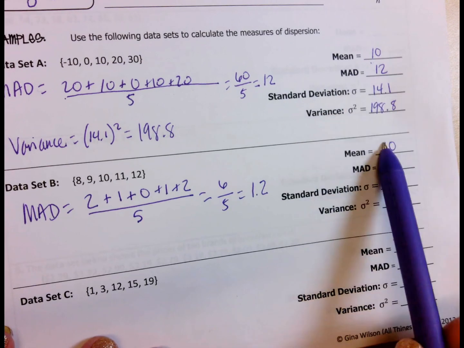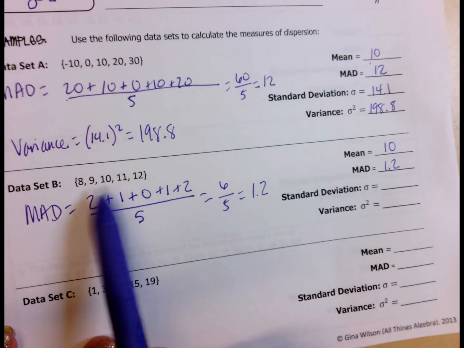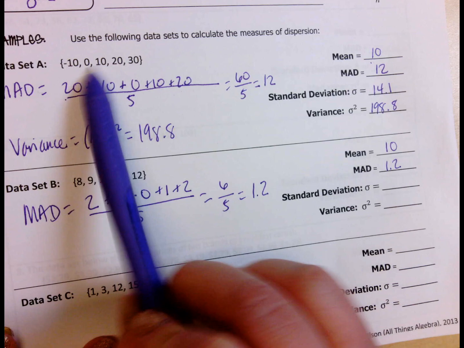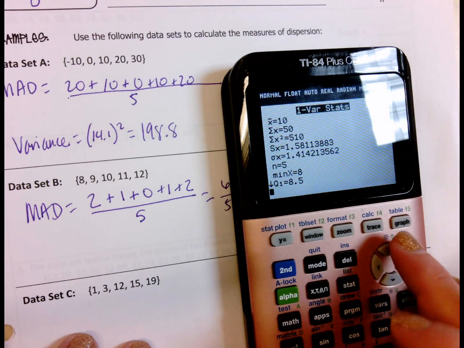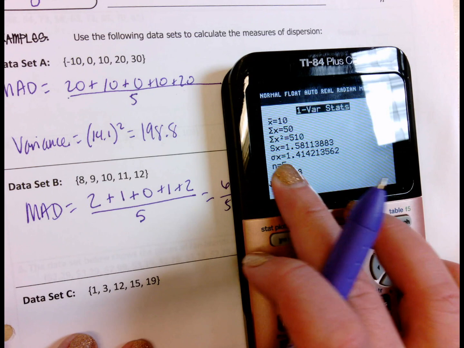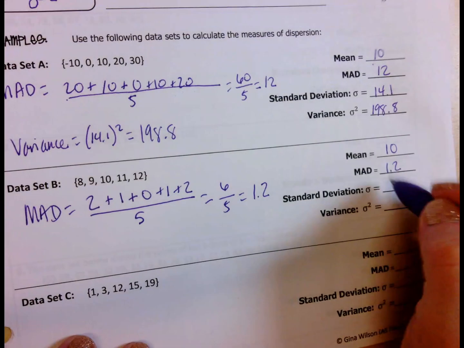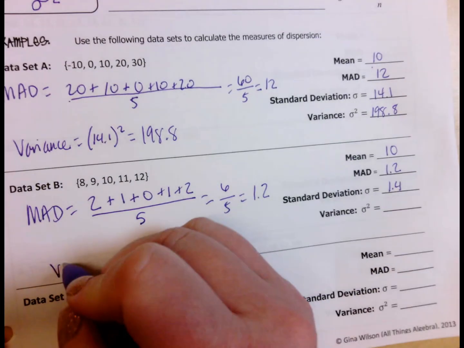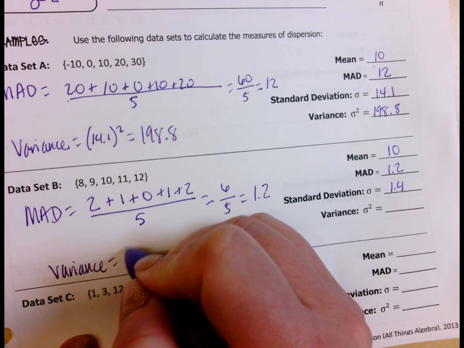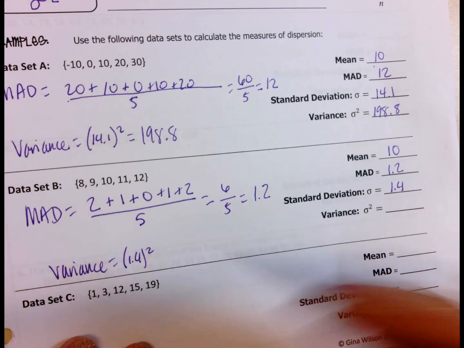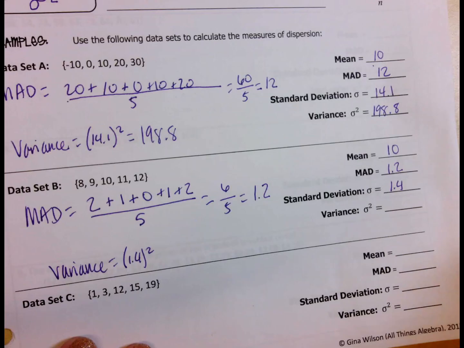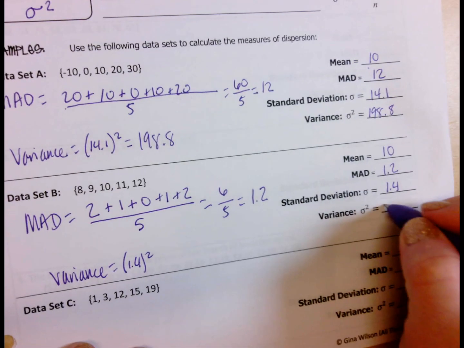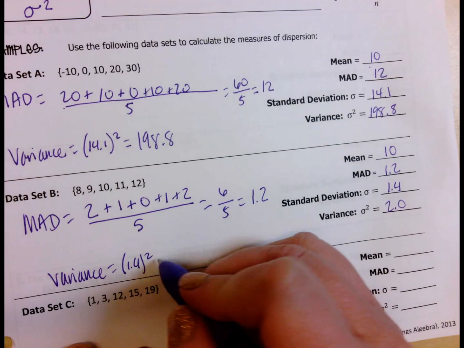Even though they have the same average, they're very different numbers. These are much closer together than these up here. Okay, that's what our MAD is. All right, then we look at standard deviation, which is up here on our calculator, and it's 1.4. And then we're going to do our variance, which is 1.4 squared. So we're going to go back to our calculator, do 1.4, square it, and we get 1.96. And we can round that to 2.0, okay?